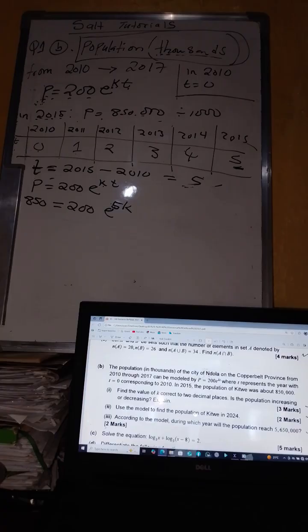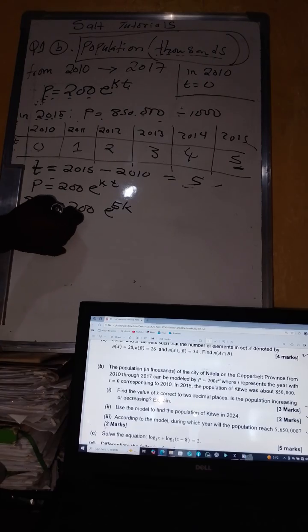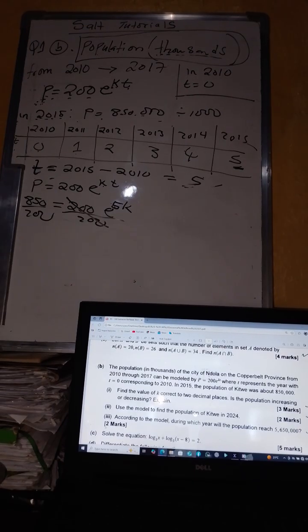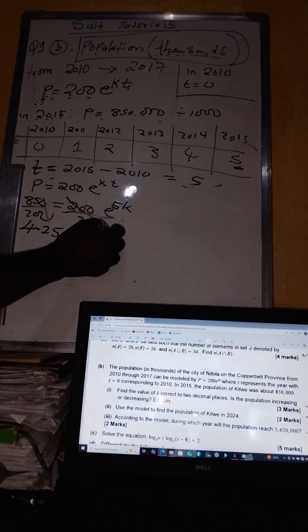So this is why your calculators need to start working now. We want to find the value of K. So let's find the value of K. Obviously, the first stage will be to divide by 200 on both sides. The 200 goes, and I'm going to have 850 divided by 200, which will be 4.25. 4.25 is equal to e power 5K.